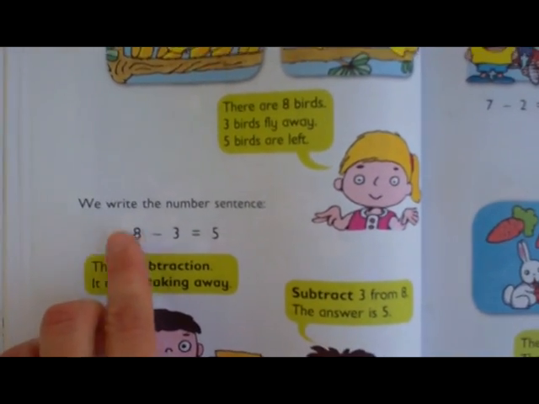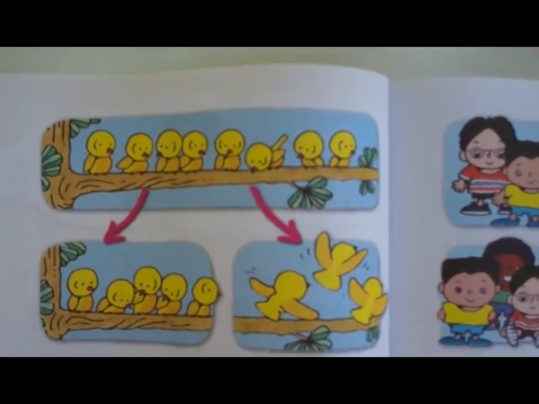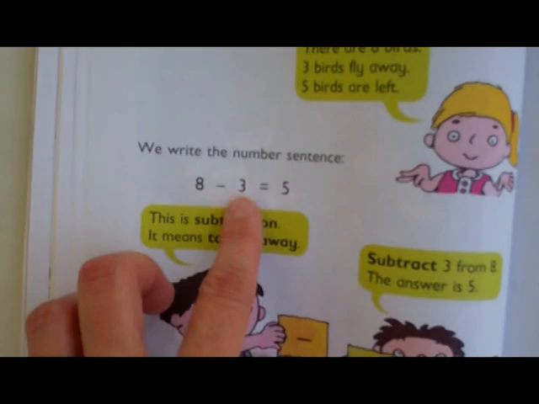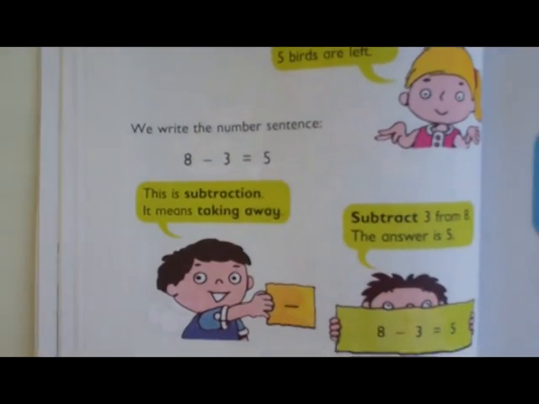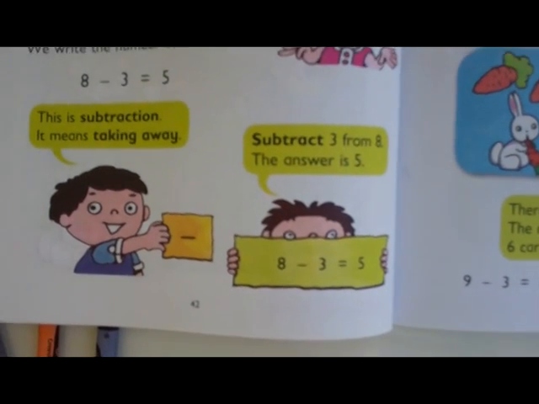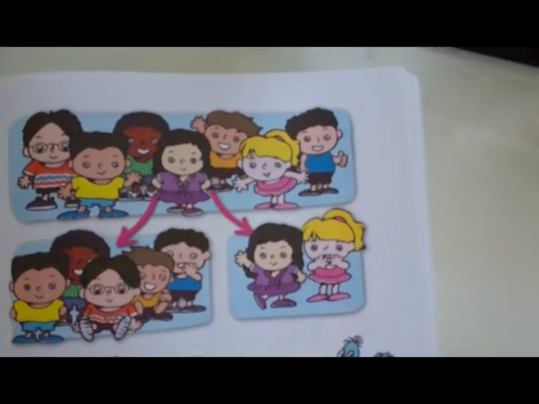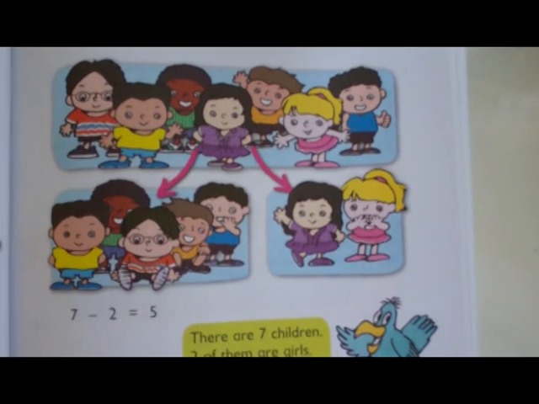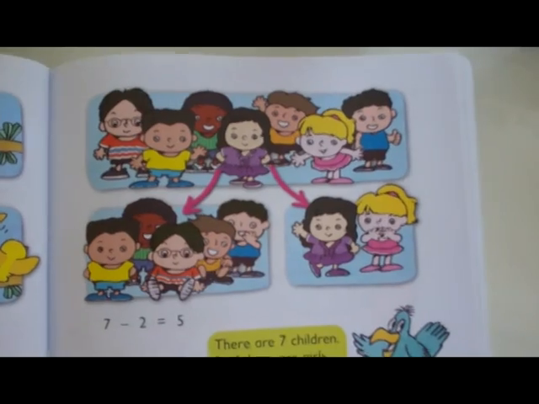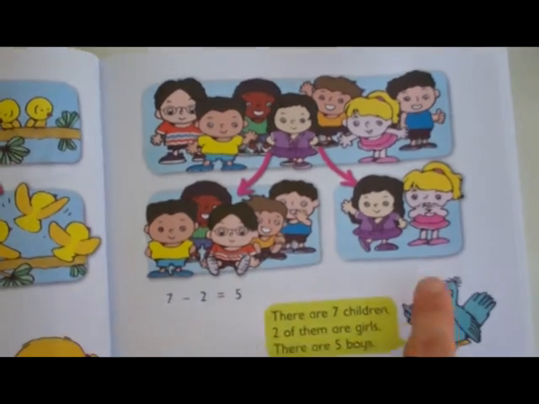But in subtraction, you start out with the whole thing. There are 8 birds altogether. So you started out with 8, and you took 3 away, which leaves you with the other part, which is 5. It says this is subtraction, which means taking away. Look at the next page. It shows you a group of students. There are 7 students. 7 minus 2 equals 5.